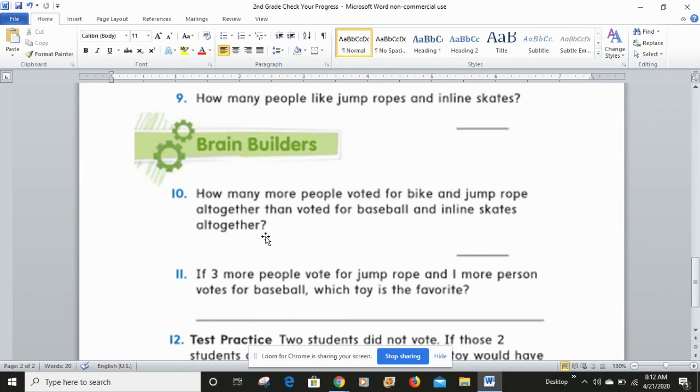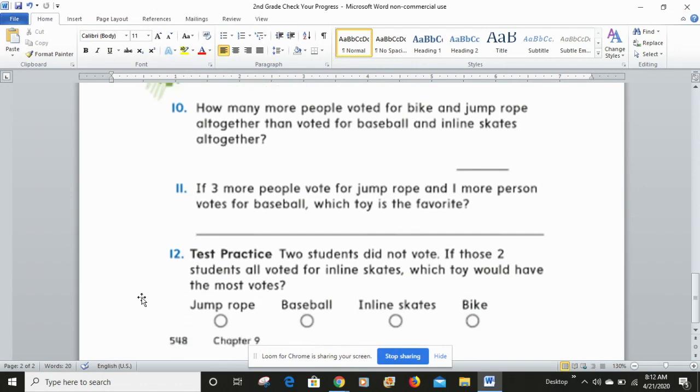Number 10 is how many more people voted for bike and jump rope altogether than voted for baseball and inline skates altogether. So there's kind of a two-part problem here. You do see altogether and altogether, but you see how many more also. So some key words right in here to help you figure that out. Number 11: If 3 more people vote for jump rope and 1 more person votes for baseball, which toy is the favorite? Once again, you have some keywords here, 3 more and 1 more for the different sports.